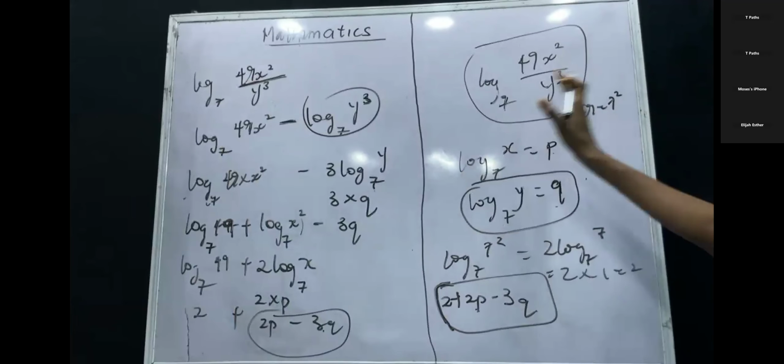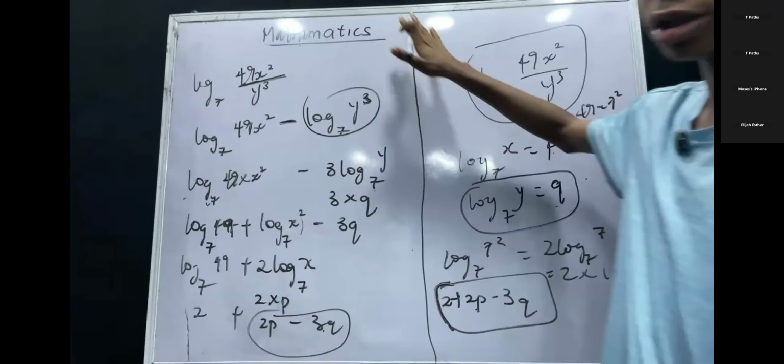And that was how I had 2 plus 2p minus 3q as my answer in terms of p and q. So if you have questions, you can ask them before I move to the next example here.